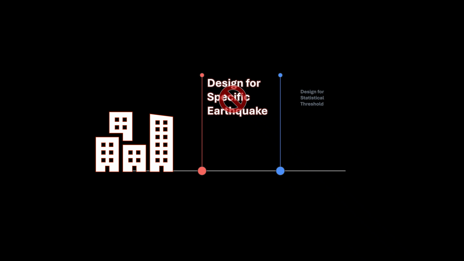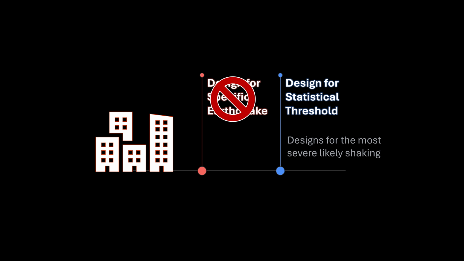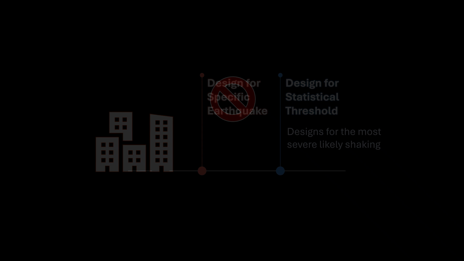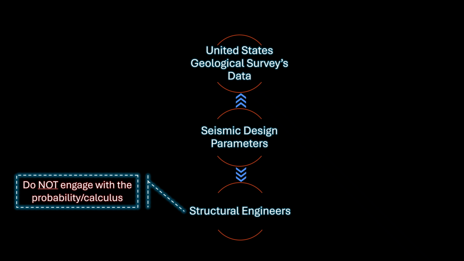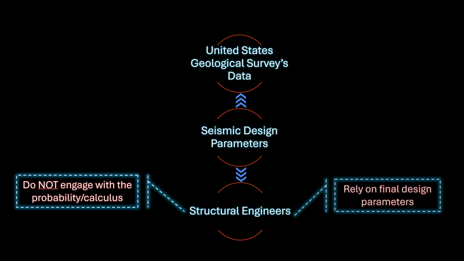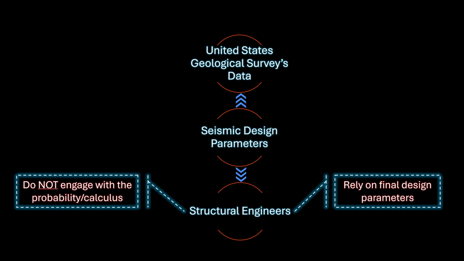So instead of designing for one specific earthquake, we design for a statistical threshold. This is the most severe shaking likely to affect a site, based on probabilistic seismic hazard models. The seismic design parameters used by structural engineers originate from the United States Geological Survey's database. These parameters are the result of sophisticated mathematical models grounded in statistical and probabilistic methods. While structural engineers are not required to engage directly with these underlying sciences, they rely on the final design parameters in their work, parameters in which these scientific principles are already embedded.